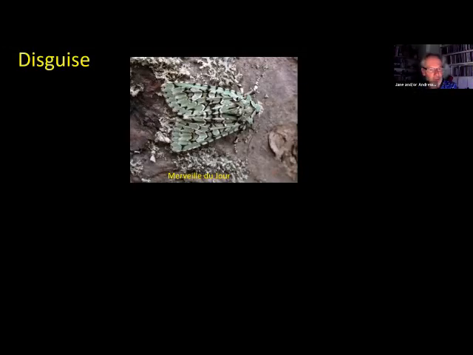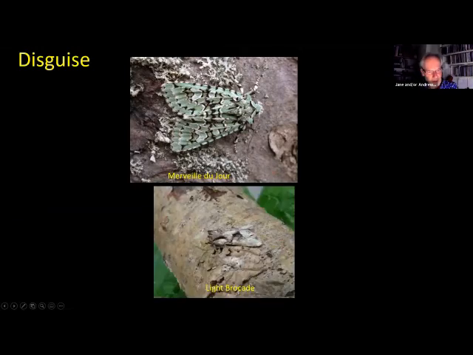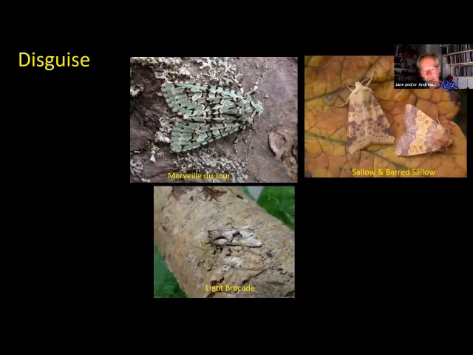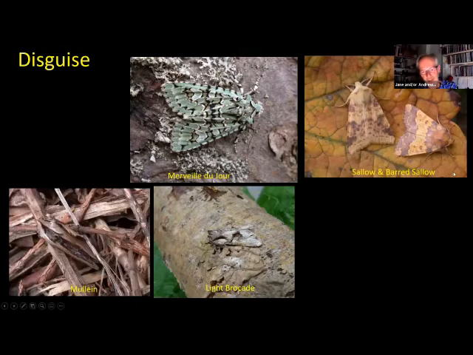And then we have moths which disguise themselves. This is the merveille du jour, which flies in October and November and looks like a patch of lichen. Light brocade, which again another bark imitator. Autumn flying moths, the sallows, quite clearly imitating autumn leaves. Mullein moth, we saw its caterpillar, which stands out. The adult looks again like a load of twigs.